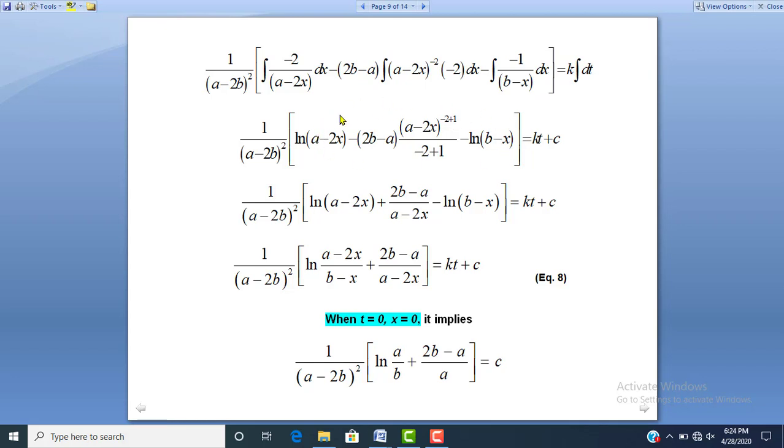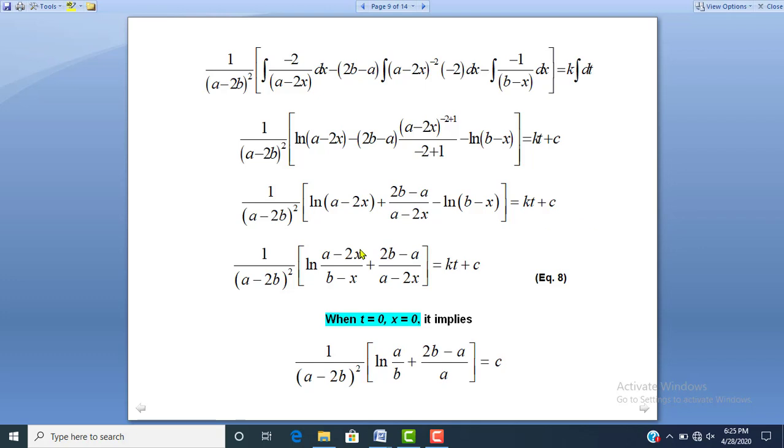So when we further simplify the terms inside this bracket, 1 over (a minus 2b) square into log natural (a minus 2x) plus (2b minus a) over (a minus 2x). These terms have been written in simplified form. For this 2b minus a, the denominator has the value of minus 1, because minus 2 plus 1 difference is minus 1. So we write this value in the denominator (a minus 2x), into log natural, minus log natural (b minus x) is equal to kt plus c.